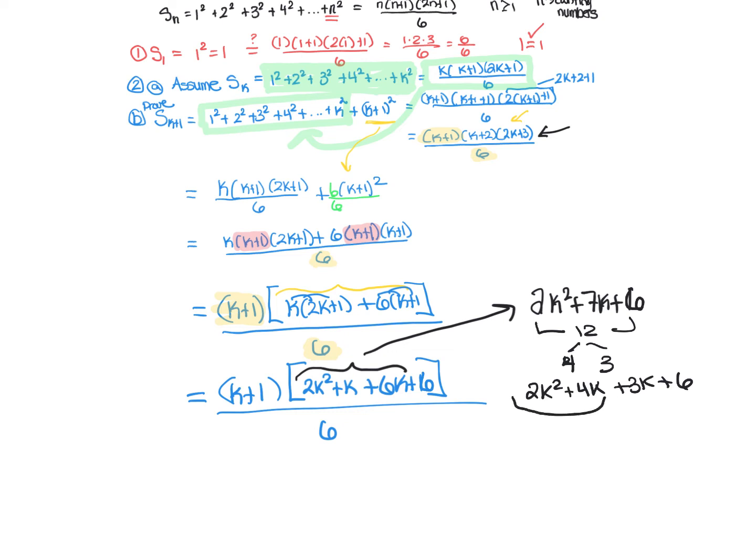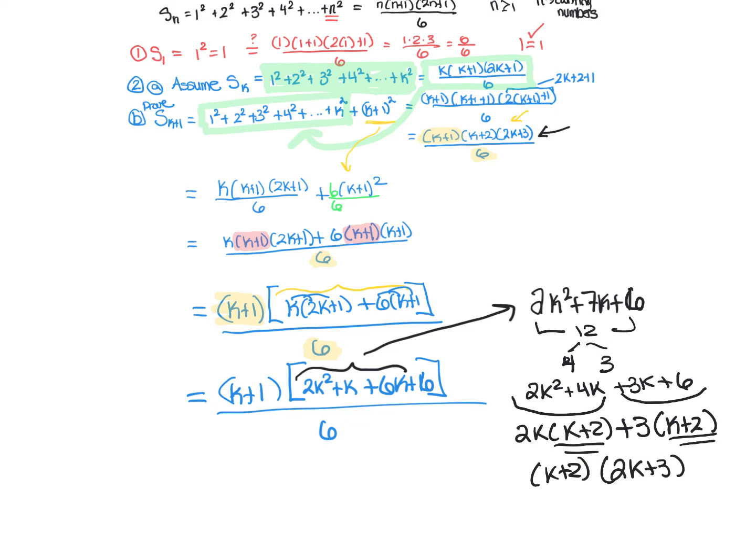Make your groups. There's a group. There's a group. My first group has a 2k in common, and they're left with k plus 2. Second group has a 3 in common. You're left with a k plus 2. This has a k plus 2, and so does this, so you can factor out a k plus 2. And then you get a 2k plus 3. Oh, look, this is what I was missing up here.